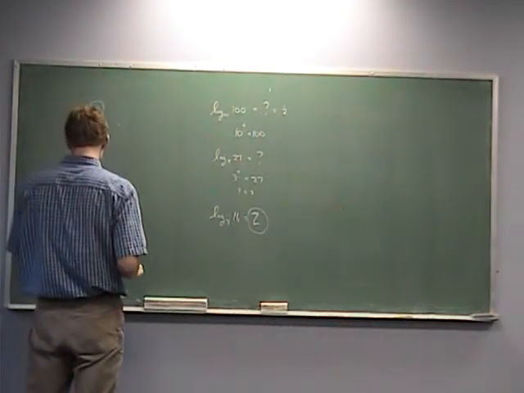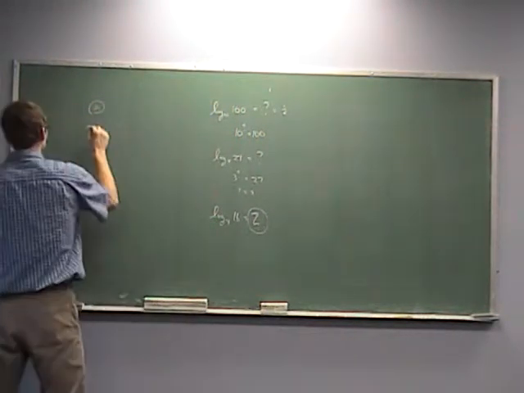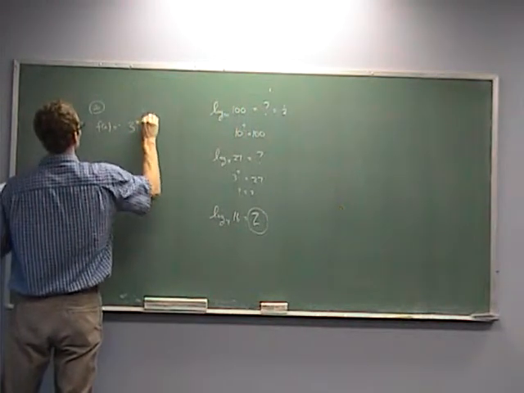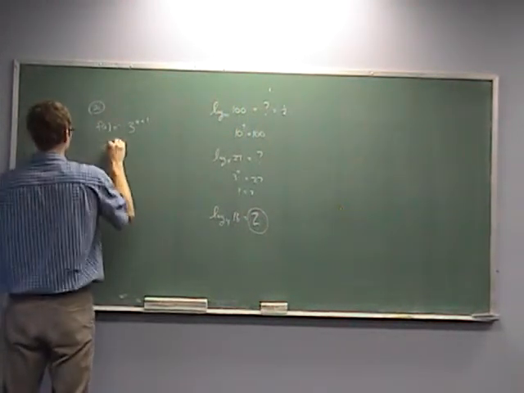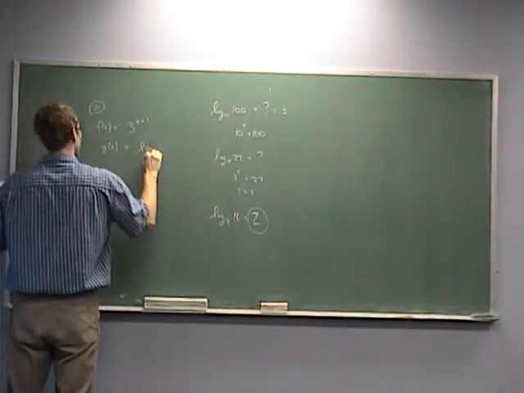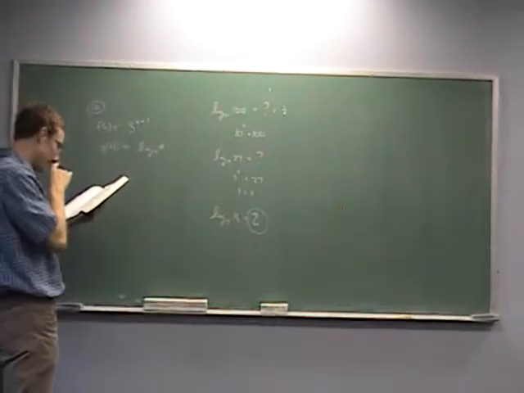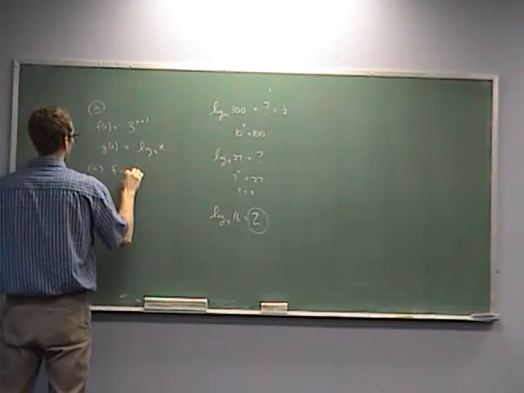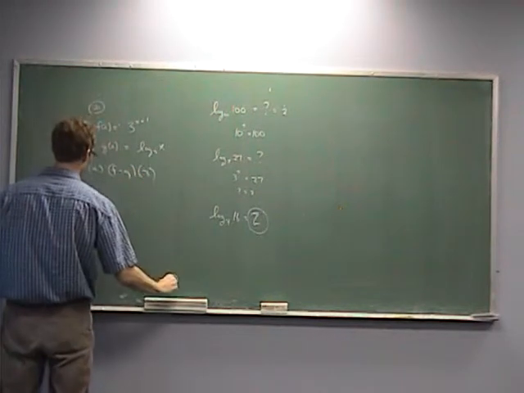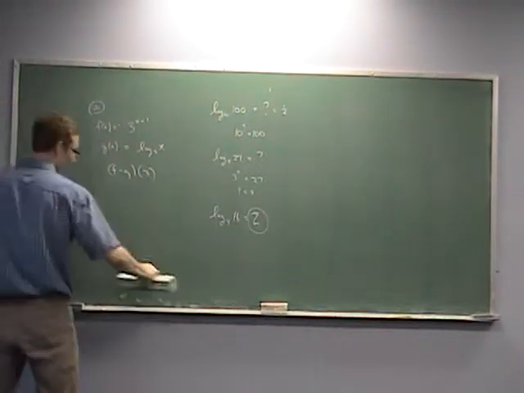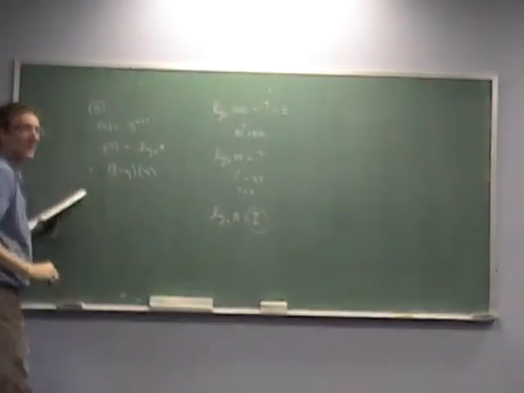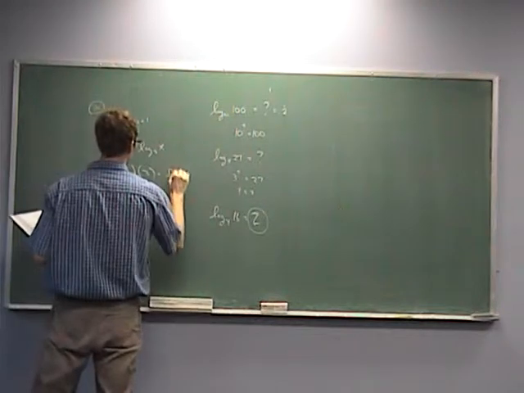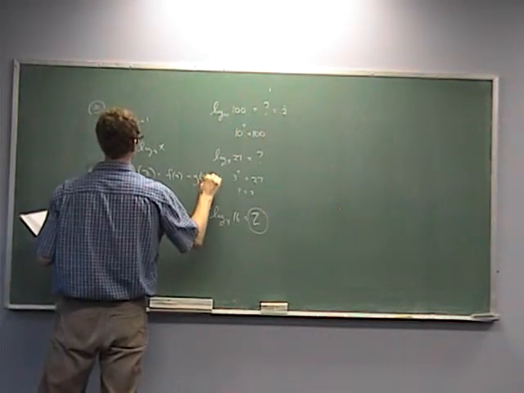So let's take this knowledge and come over here. f of x is 3 to the x plus 1. g of x is log base 3 of x. And we want f minus g of 3. That's way too many parentheses. Okay, there we go, that's easier to look at. f minus g of 3 is just f of 3 minus g of 3.